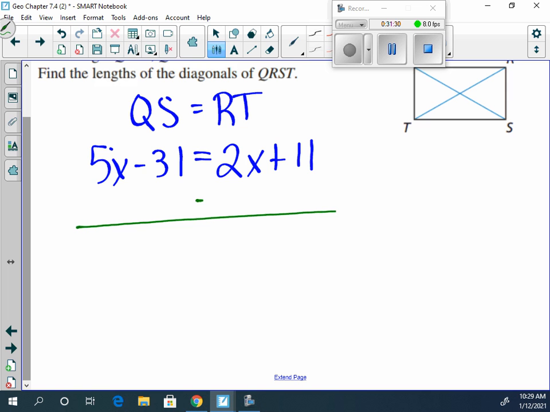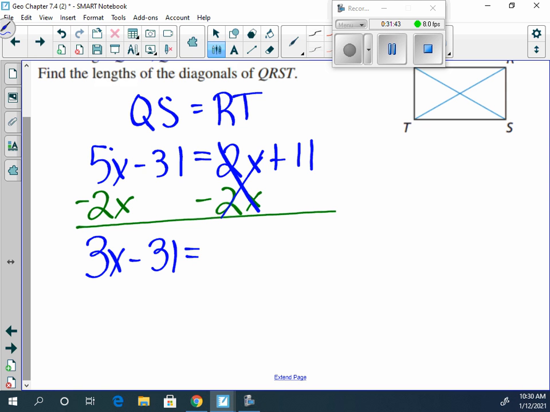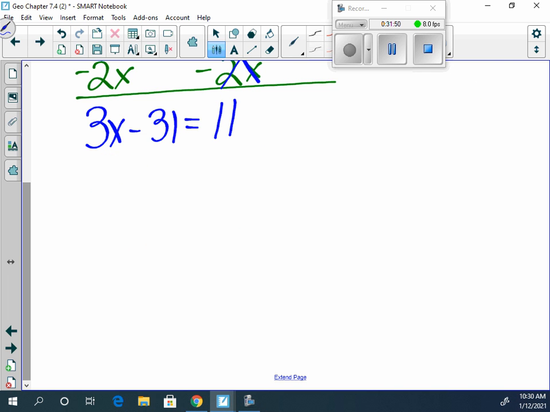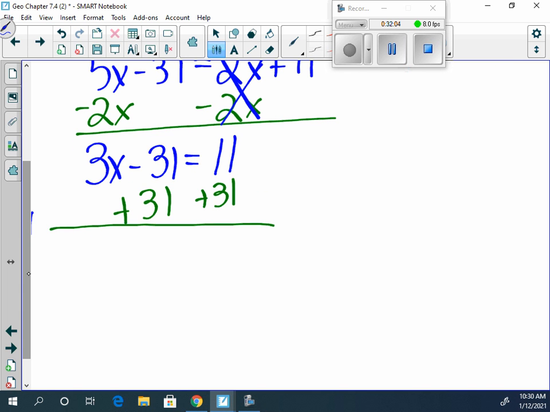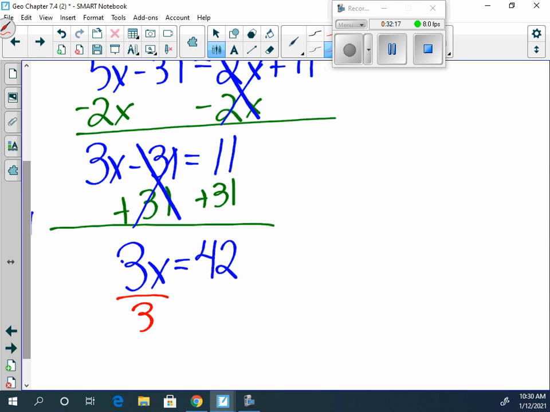Yeah, we can minus 2x. That'll work. We can minus 2x from both sides. And 2x minus 2x will cancel. So 5x minus 2x will give us 3x. Exactly. We need to add 31 to both sides, because again, we're still trying to get x by itself. Negative 31 plus 31 will cancel, giving us 3x is equal to 42. And last but not least, divide both sides by 3.